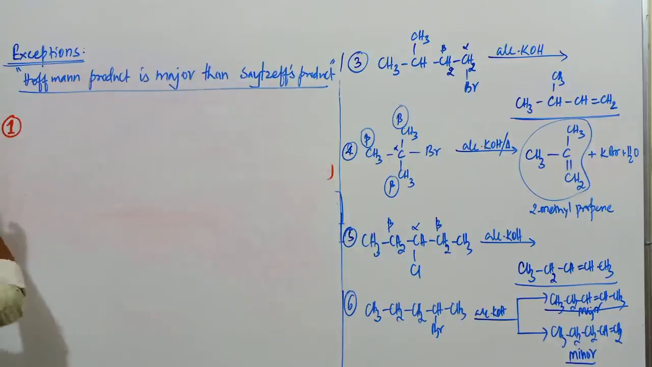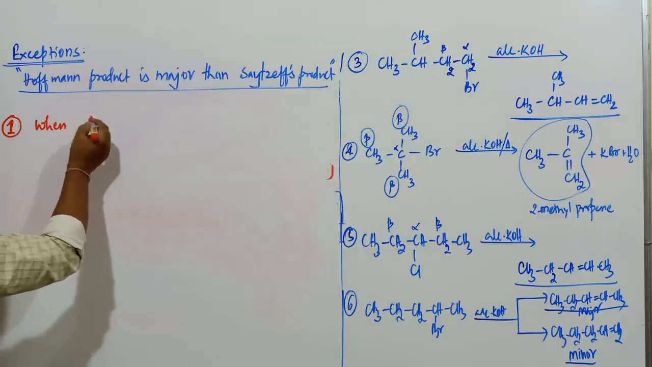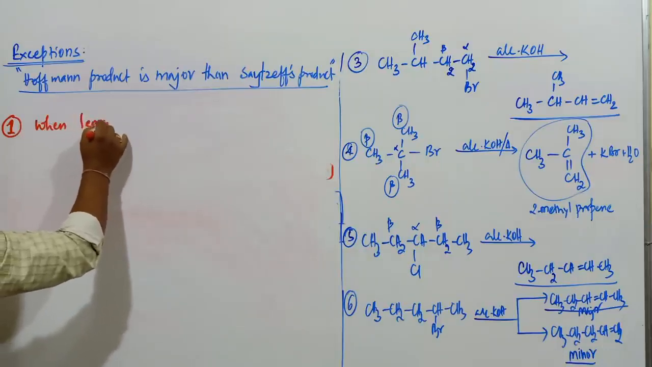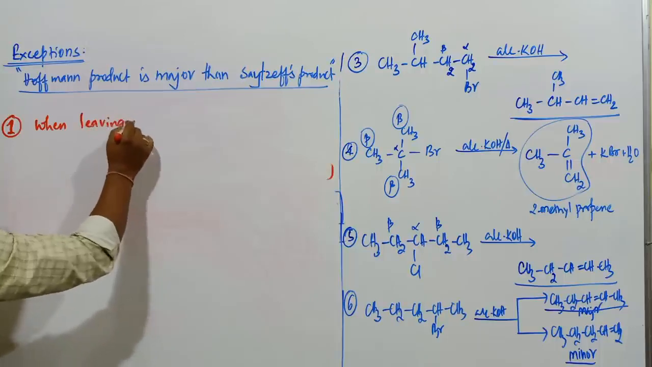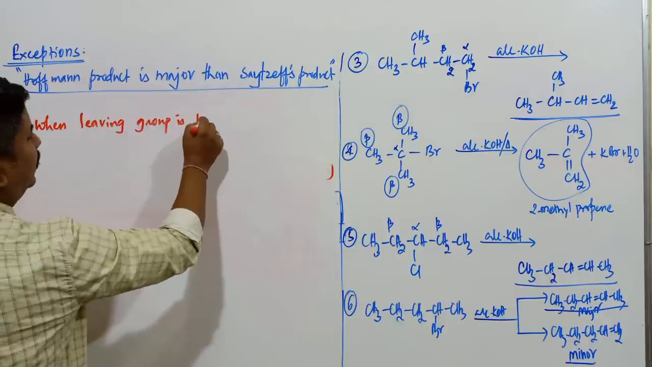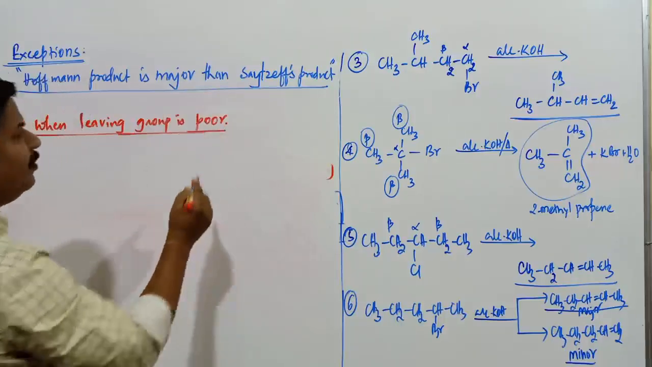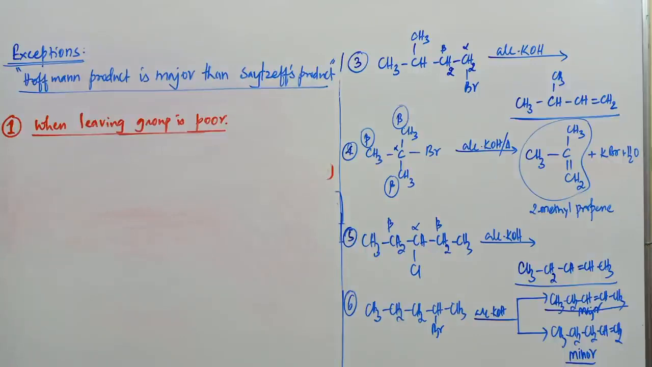First one, under what condition is Hofmann product the major product when compared to Saytzeff product? First case, when the leaving group is very poor. When a poor leaving group is taken, in that case the Hofmann product is going to be more, that is major, than the corresponding Saytzeff product. One example for this condition, where the leaving group is poor.